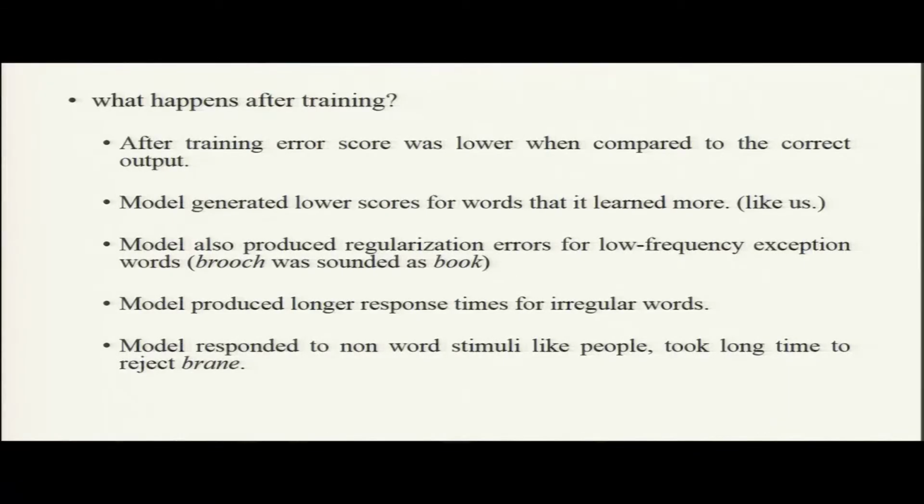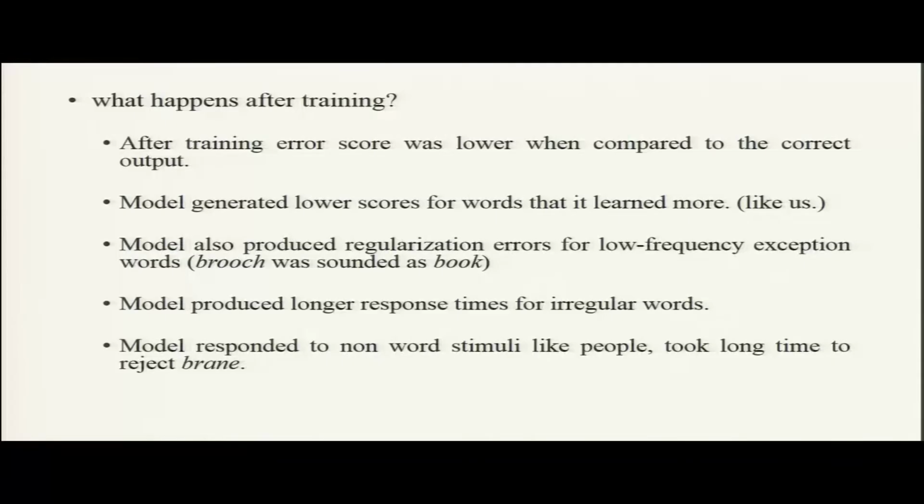Now what happens after the model is trained for a long time, say 500,000 trials, and the model has started giving better output? After training, the error scores are found to be lower compared to the correct output. The model also generated lower error scores for words that it learned more. So the more practice it has with particular words, the better it gets at reading those words. Interestingly, the model also produced regularization errors like humans do, mostly for low frequency words, which it would have had less time to learn.